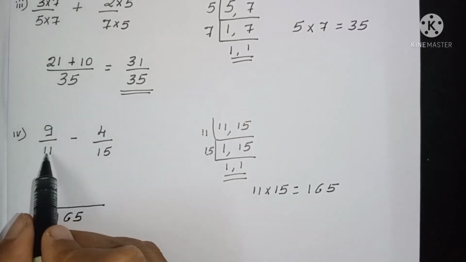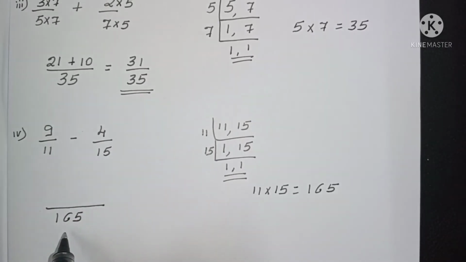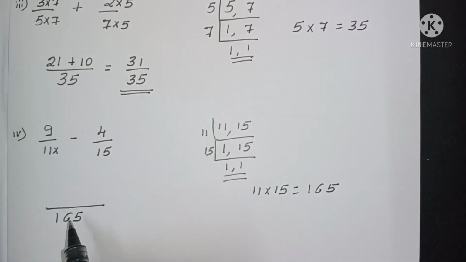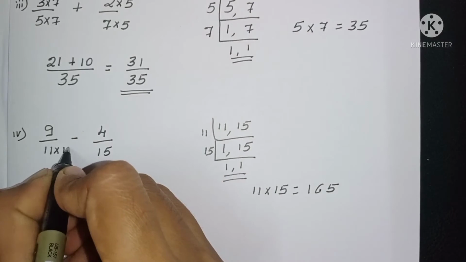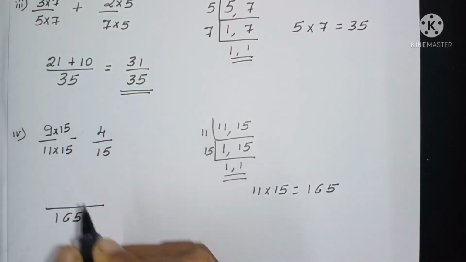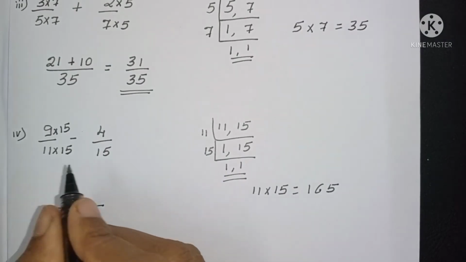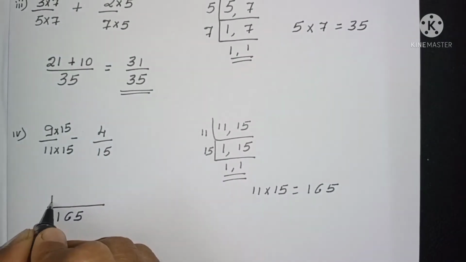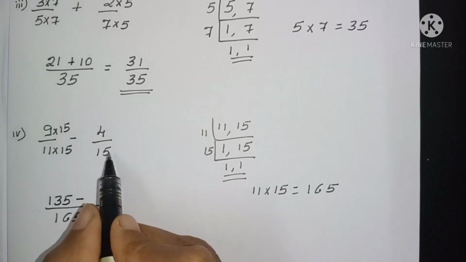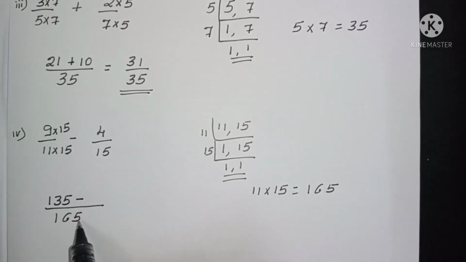Now we have to change the denominator to 165. 11 has to be replaced by 165. So we have to multiply. 11 how much gives 165? 11 fifteens are. So the numerator also we have to multiply by 15. 9 into 15 will give you 135 minus 15 how much gives 165?